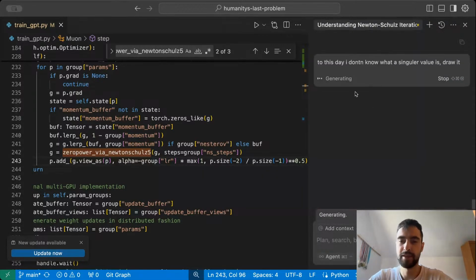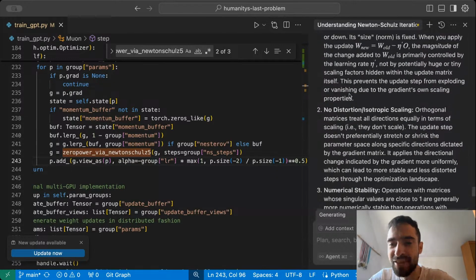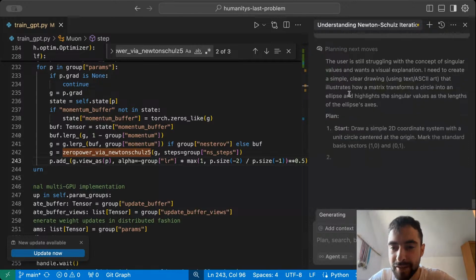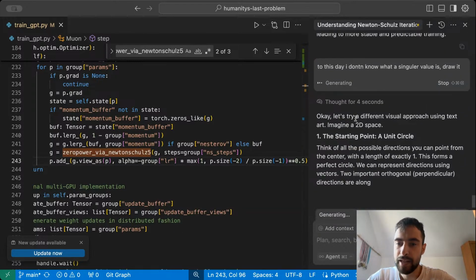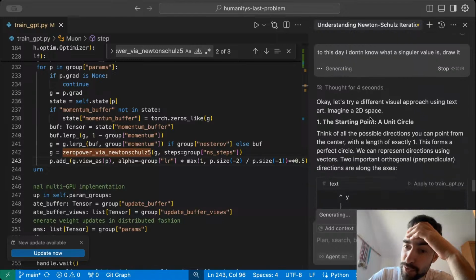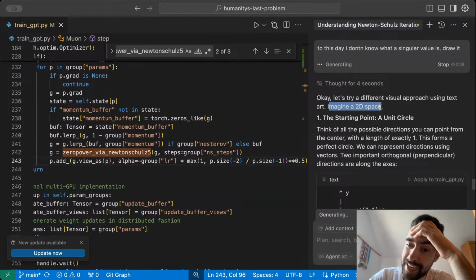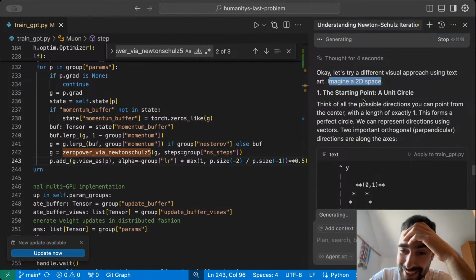Draw it. I don't know what a singular value is. Let's wait for this a little bit. Okay. Let's try a different visual approach using text art. The guy is struggling to explain this to me.